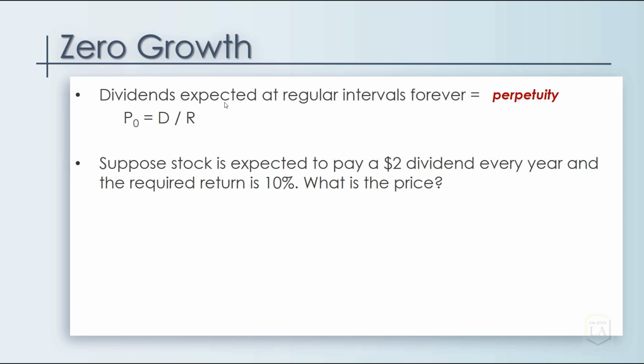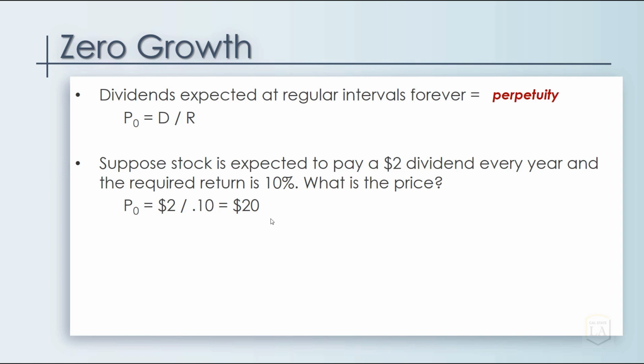Let's try a very simple example here. Suppose a stock is expected to pay a $2 dividend every year and the required rate or discount rate is 10%. What will be the price? So the dividend is 2. Required rate of return is 10%. So your stock price should be 2 divided by 0.10, so 20. It's as simple as this. But as you can see, simple means it's unrealistic, not very often used or not practical.